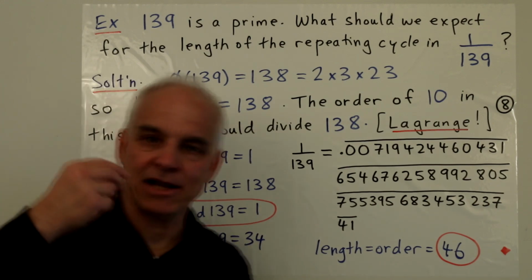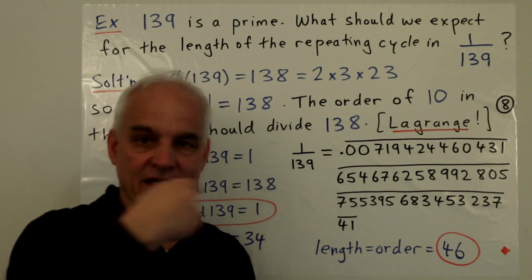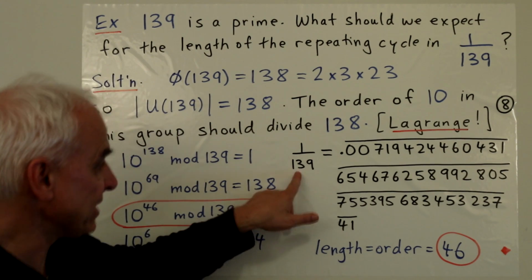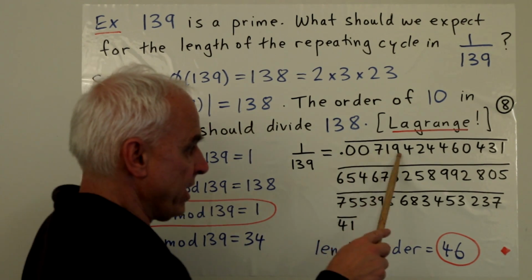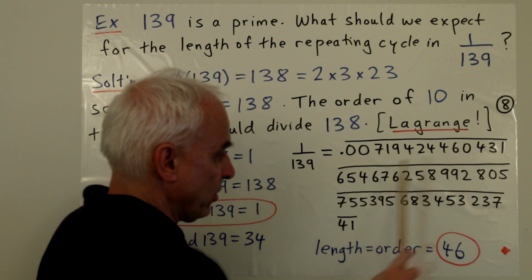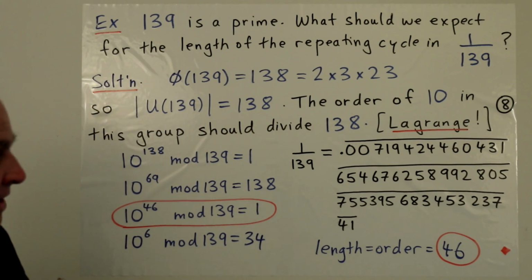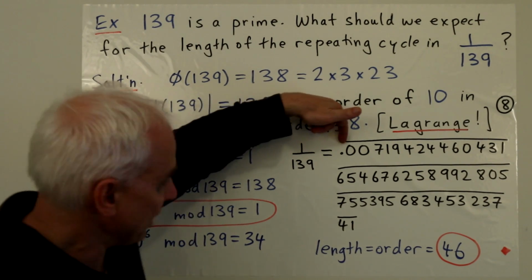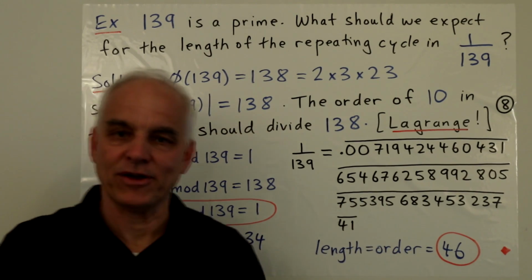Well, we've seen that's exactly the length of the repeated part of the decimal expansion. And here is the decimal expansion of 1 over 139: 0.00719424, etc. You can see it there, and you can count that the number of elements in that repeated segment, which repeats all the way from 00 up to 41, is exactly 46.